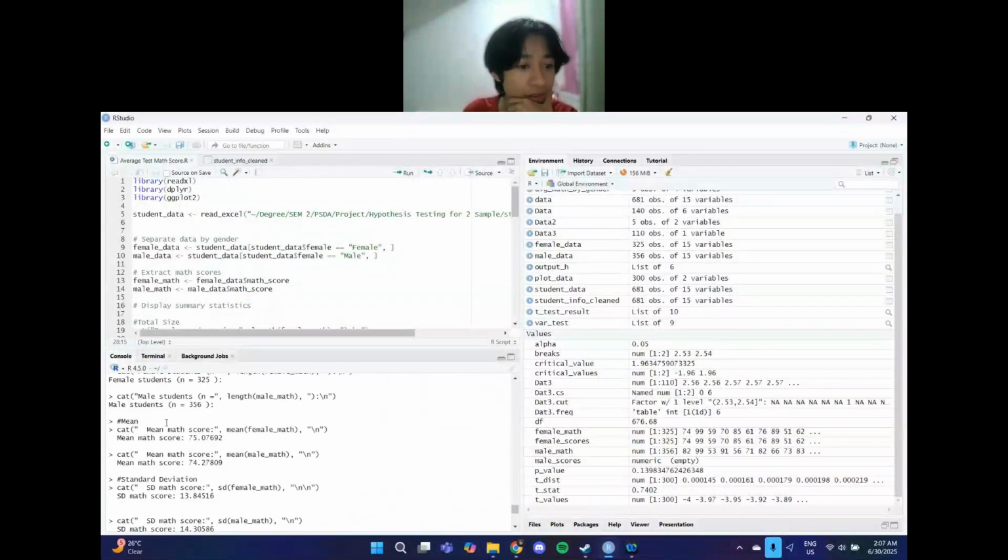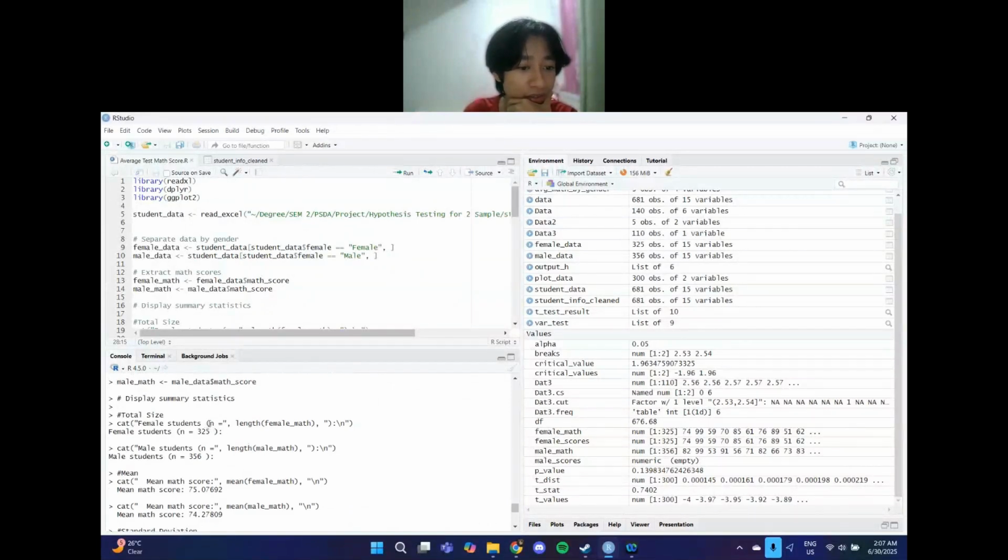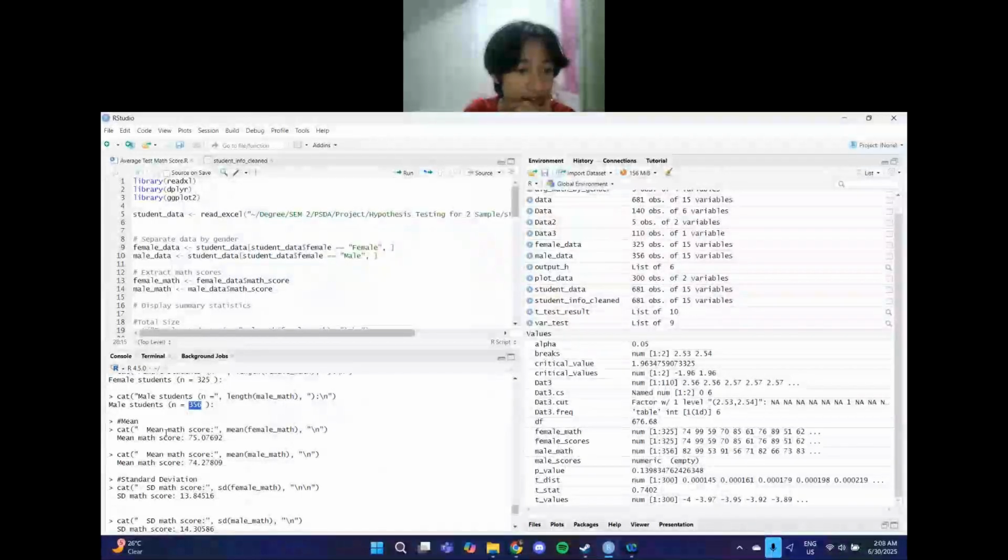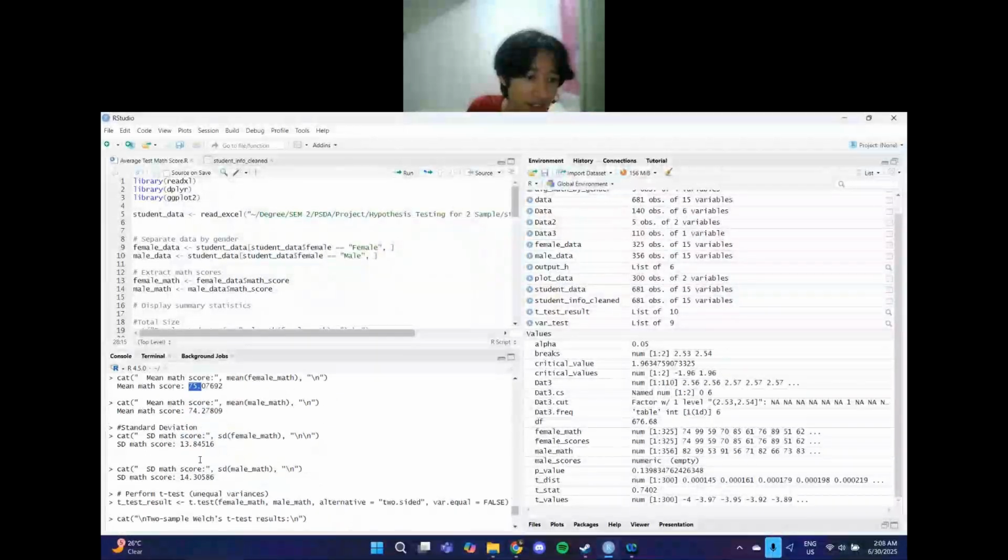As you can see here, we get the length of the female and of the male is 356. For both genders, this is the mean math score. For the female, we get 75.076992. As for the male, 74.27809. This is the standard deviation.